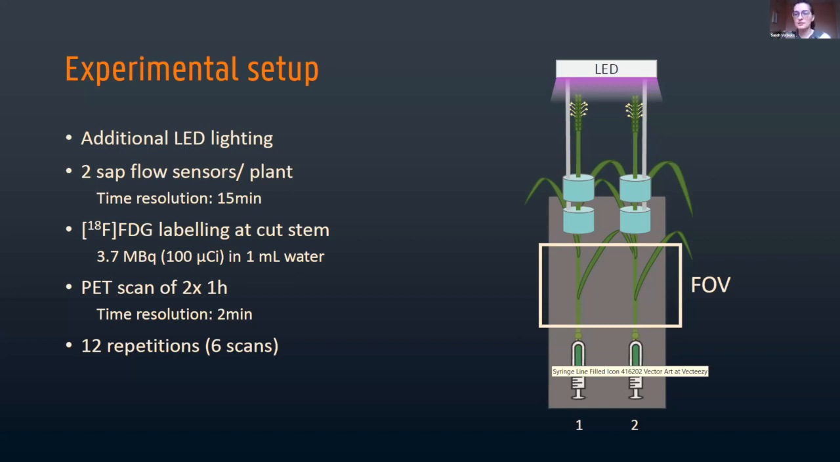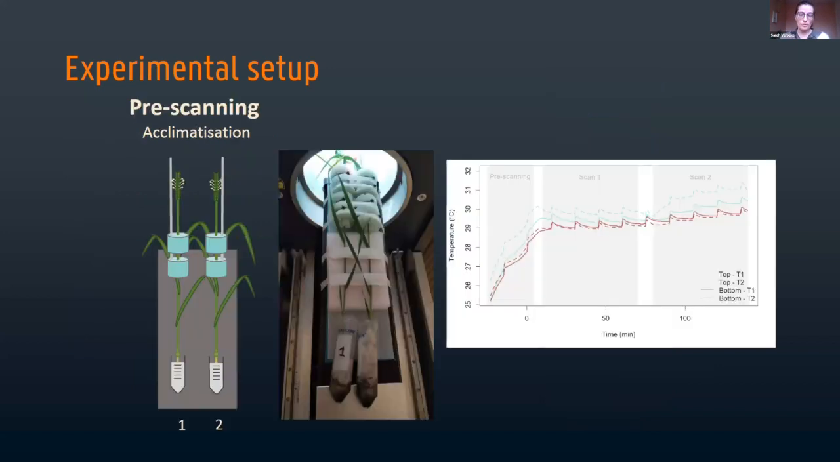But this setup wasn't enough to have accurate data of the sap flow sensors. So before the scan, we had a pre-scanning period to help acclimatize the plants to the environment of the scanner. Because as you can see in the figure on the right, this shows the raw data of the temperature sensors. And in this figure, you see that in the pre-scanning phase, the temperature is still increasing a lot inside the scanner because of the lights present and the scanner being turned on. And while an increasing temperature can give good data with the sensors, it's less reliable.